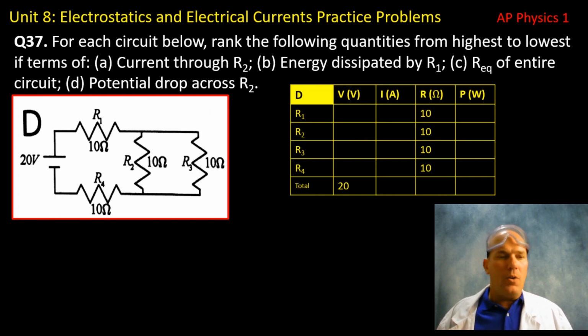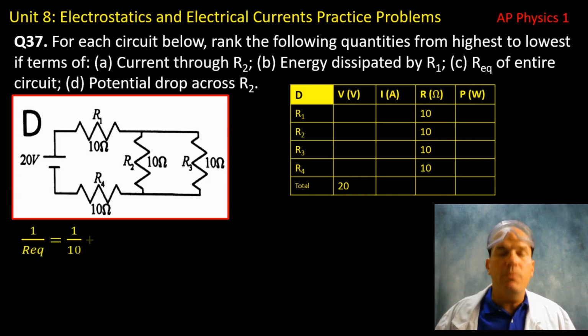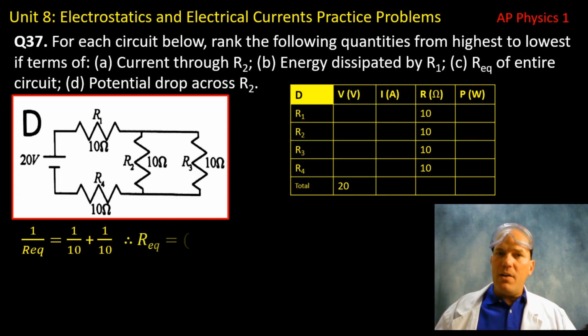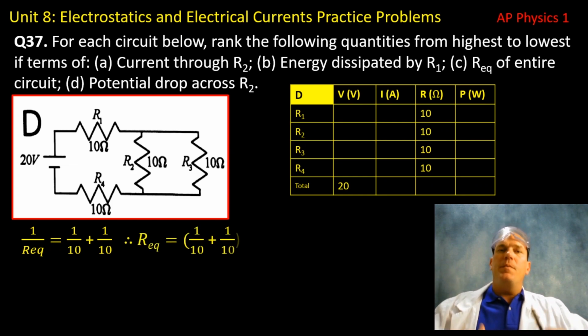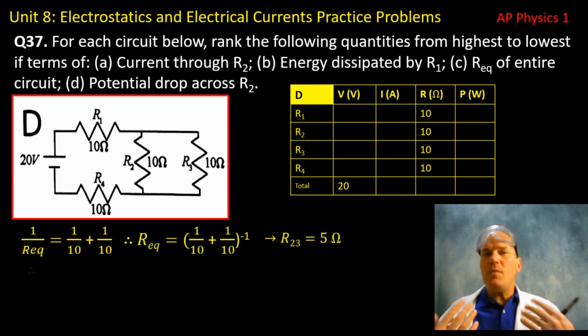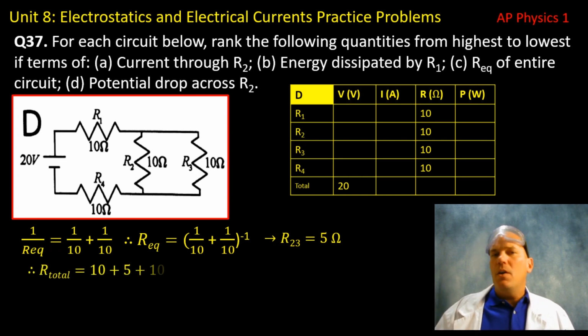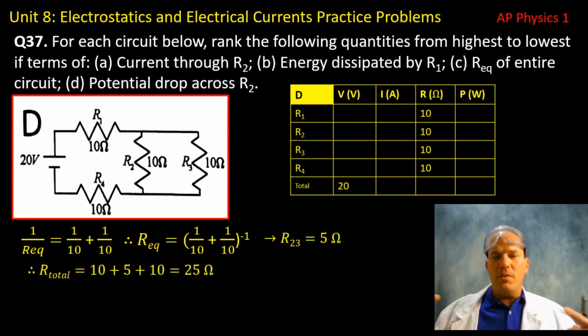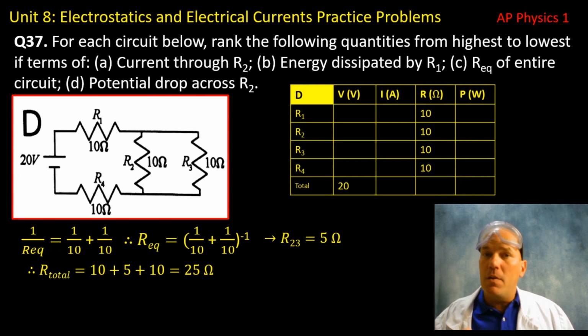We can move on to circuit D. We know the value for all 4 of the resistors is 10 ohms. We also know the total voltage to be 20 volts. So that means we can go ahead and calculate the equivalent resistance. You see a pattern here, I hope, for figuring these problems out. 1 divided by 10 plus 1 divided by 10, the inverse of that, as we know, gives an equivalent resistance for resistors 2 and 3 of 5 ohms.